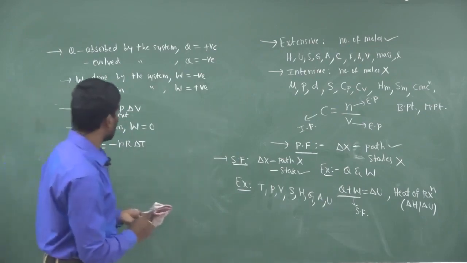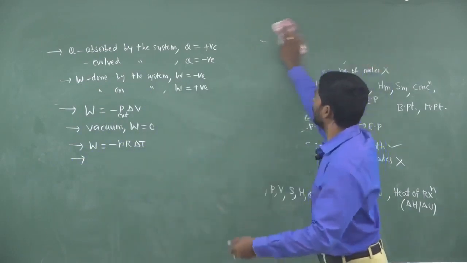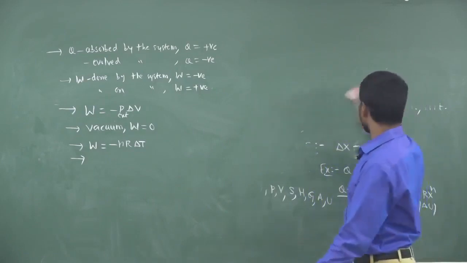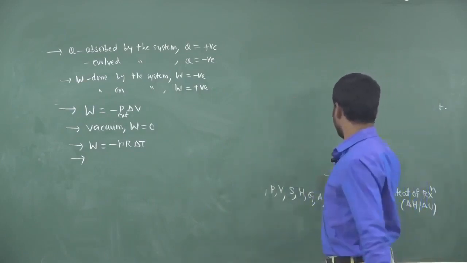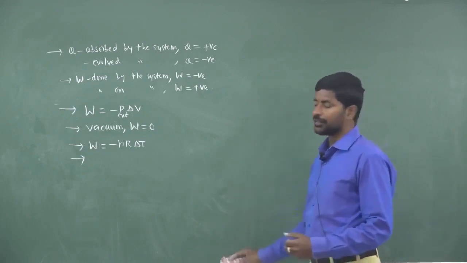So that is about work and heat, both are forms of energy. The units are energy units only, that is joules, kilojoules, calories, kilocalories, for work and heat.